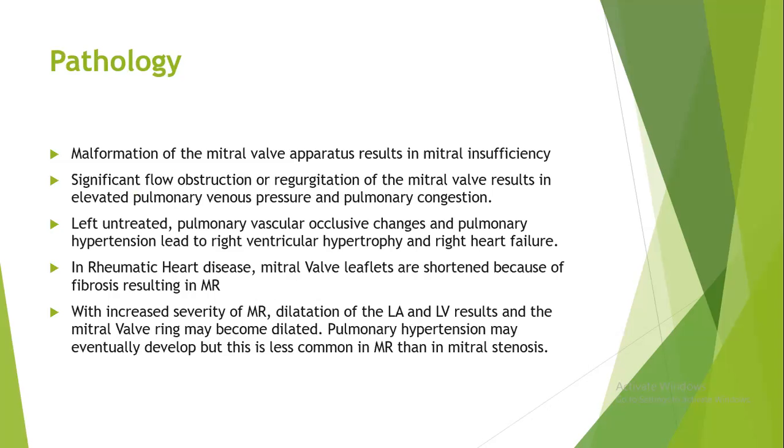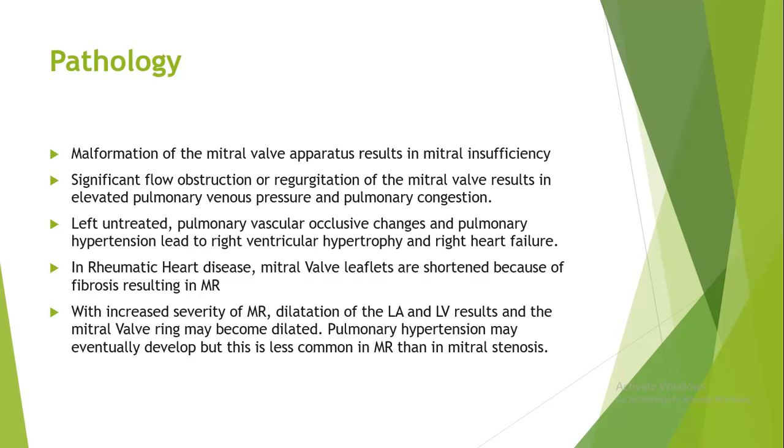In the pathophysiology of congenital mitral valve disease, malformation of the mitral valve apparatus results in mitral insufficiency, significant flow obstruction or regurgitation of the mitral valve, which results in elevated pulmonary venous pressures and pulmonary congestion. If left untreated, pulmonary vascular occlusive changes and pulmonary hypertension lead to right ventricular hypertrophy and right heart failure.